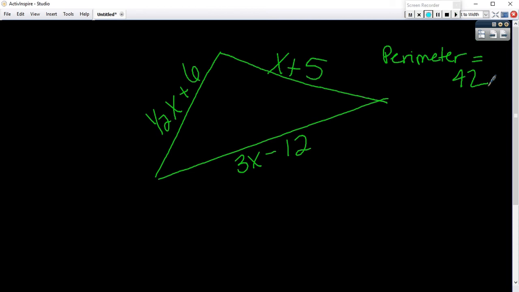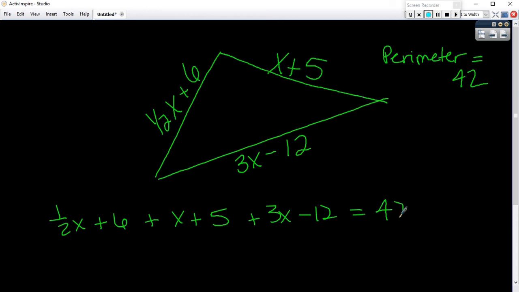Perimeter means add everything together, yes? Okay? So I got a half x plus 6 plus... Does that make sense so far? Now I've got more than one x, so I need to do something to get some stuff together.